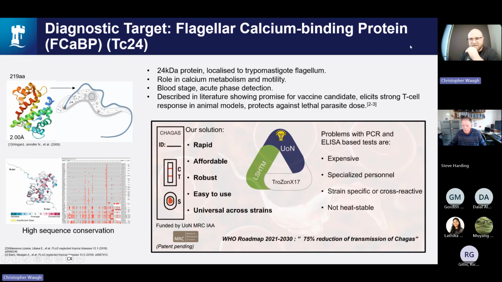But then we decided to take an approach where we computationally designed variants that should have much better expression and stability properties in silico. And we decided to try and use this protein as a diagnostic tool, particularly because it's a flagellar protein, it's in the blood stage, it should be able to be picked up at blood stage with something like a lateral flow test, as is seen here. It's also super conserved across loads of different strains of this parasite. So it's a really nice model protein for this diagnostic approach.